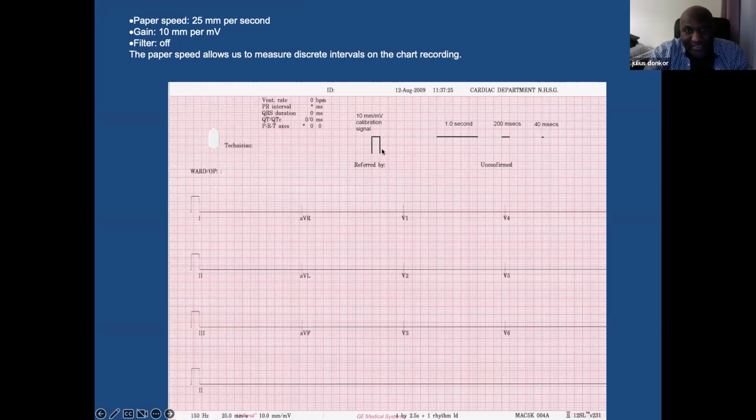That's your 10 millimeters. So that's 5 millimeters there, 5 small boxes, plus another 5 there. So that's 10 small boxes, and that's the per millivolt calibration signal. So always look for that. When you look at an ECG, check to see if the calibration settings are standard. And the other thing you look at is your 25 millimeters per second as well. That's known as the sweep speed, and the sweep speed should always be 25 millimeters per second.